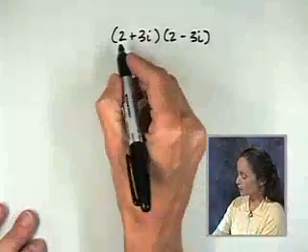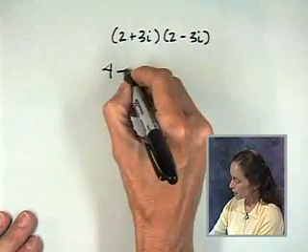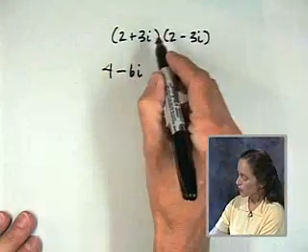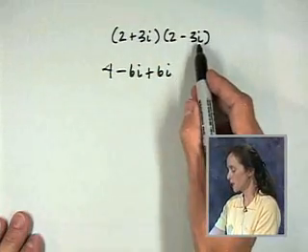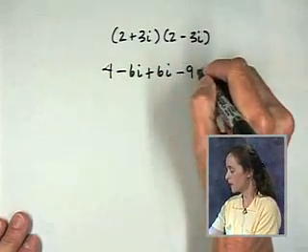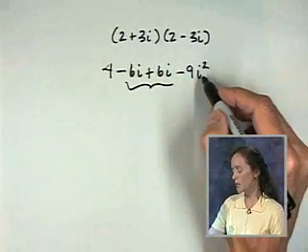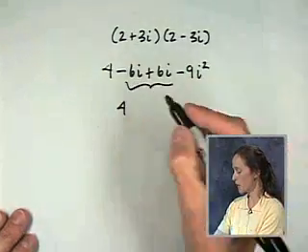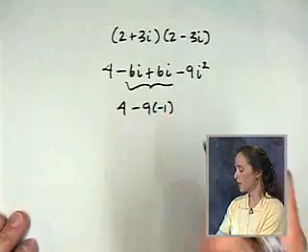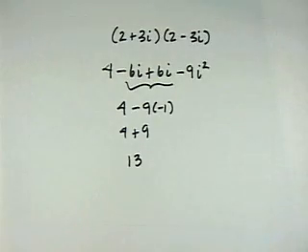Using the distributive property, 2 times 2 is 4. 2 times negative 3i is negative 6i. 3i times 2 is positive 6i. And then I have 3i times negative 3i. That's negative 9i squared. I'm going to combine the middle terms and replace the i squared with negative 1. That gives me 4, the middle terms add to 0, minus 9 times negative 1, which is the same as 4 plus 9, or 13. We're ready to move on to division.